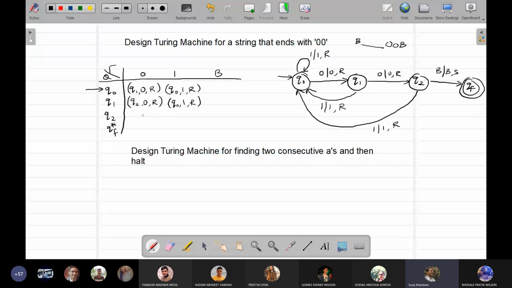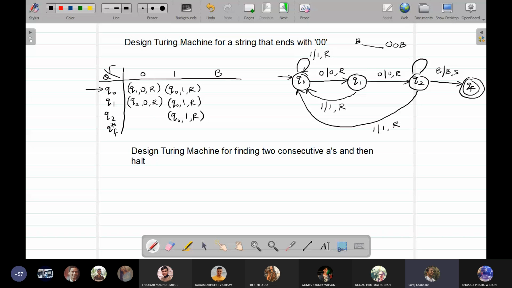Q2, if you get 0, there is no transition on getting a 0. But Q2, if you get 1, what do we do? We go to Q0, keep 1 as it is, and keep moving to the right. Should there be a transition for 0? Yes, there should be a transition for 0.